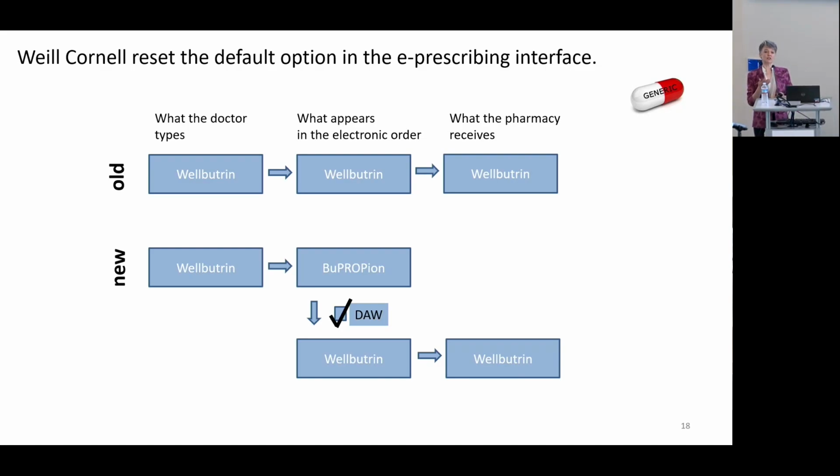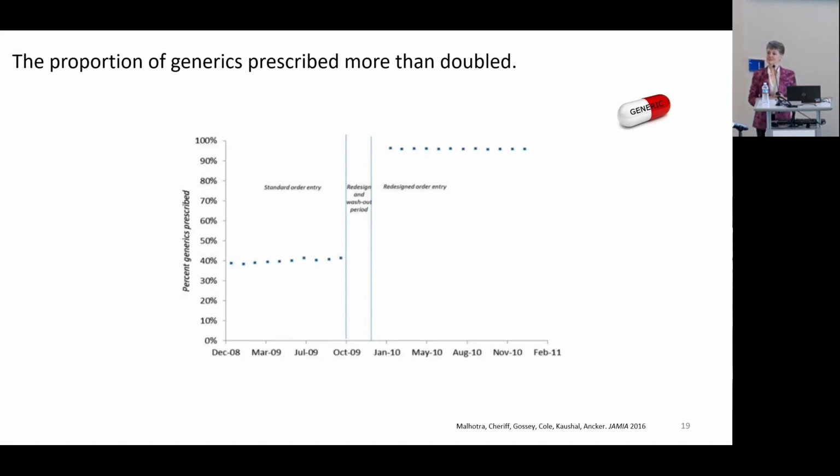So in essence, what we're saying is, if you want the generic, that's great. If you want the brand name, all I'm going to make you do is one additional click. Not a heavy burden here. What happened? That's what happened. We got over 90% adoption of generics overnight, essentially, and it stayed stable.